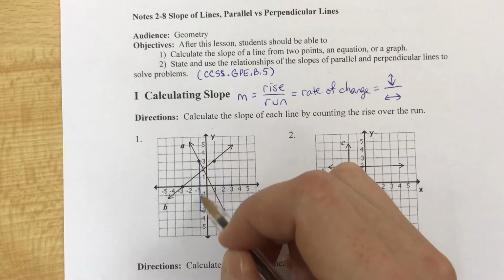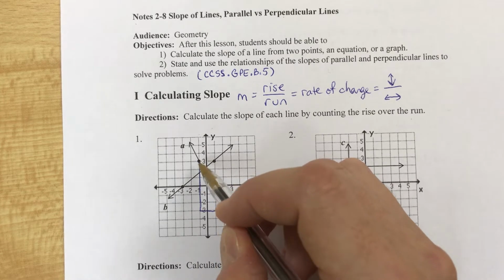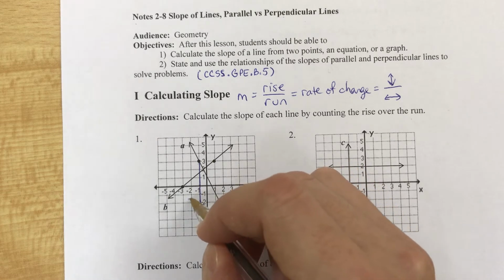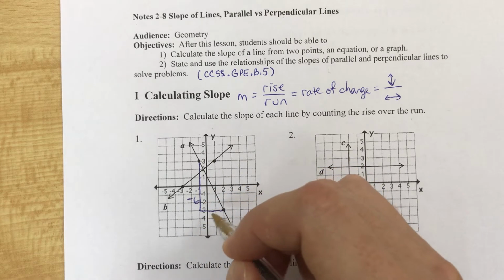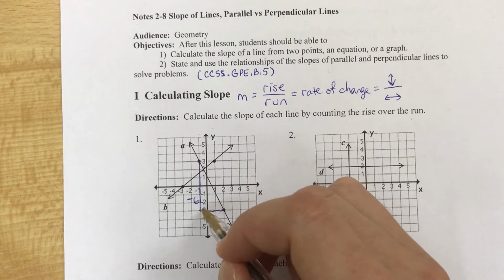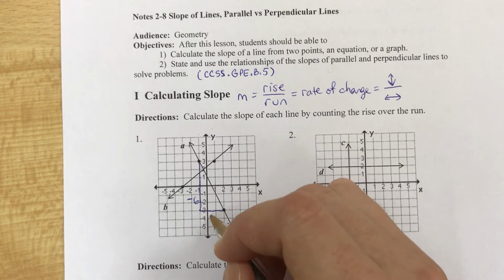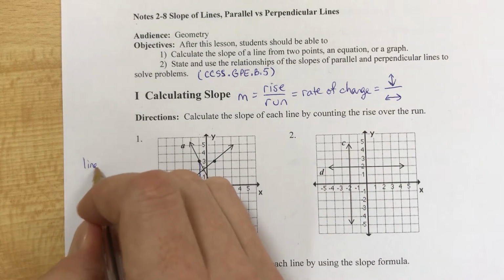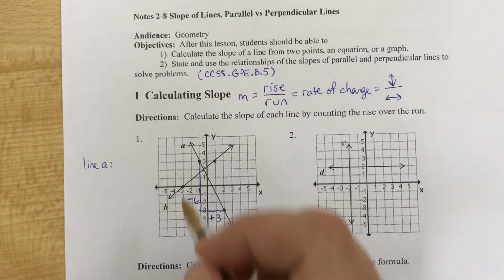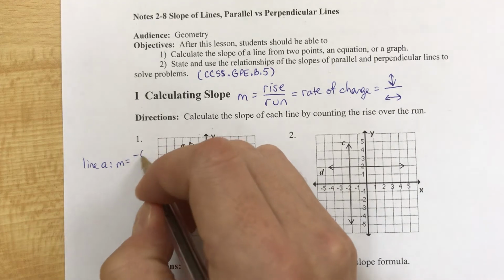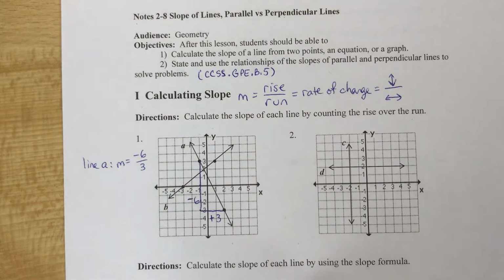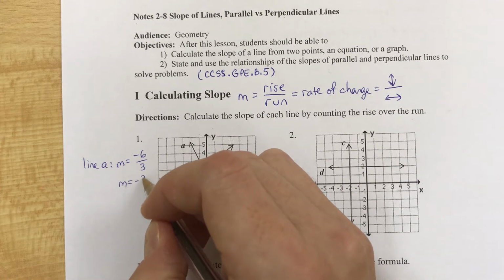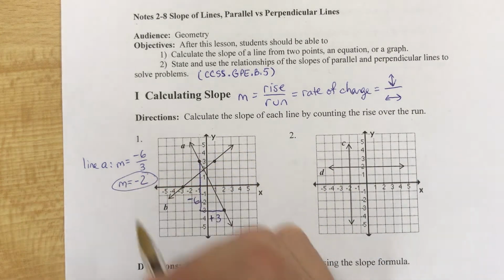Okay, so we're going to go down. Starting here, I'm going to count 1, 2, 3, 4, 5, 6. Down 6 is -6, and then we're going to run 1, 2, 3 to the right, which is positive. So for line A, our slope is -6 over 3, but you always have to reduce fractions. So that actually just becomes -2 over 1, or you can say -2.